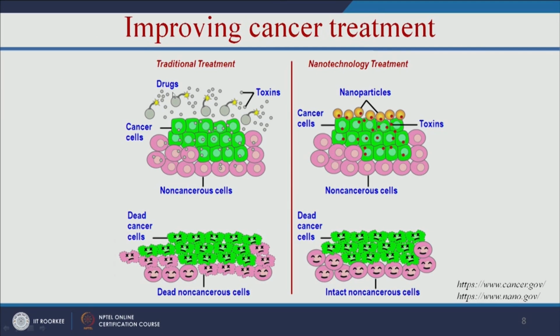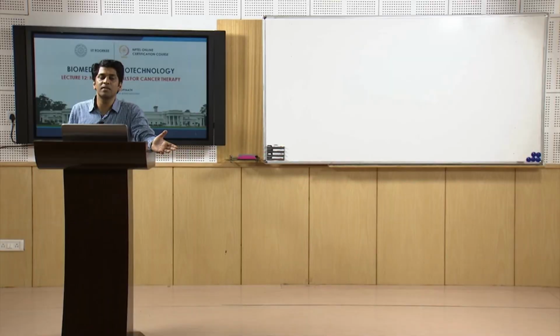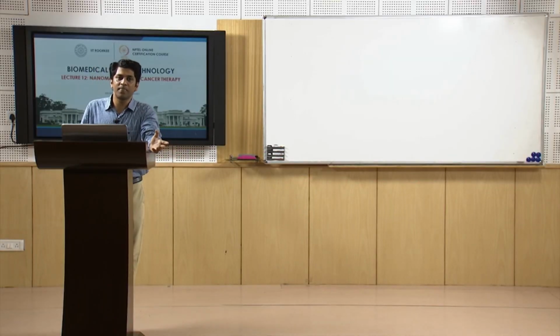So let us see how nanotechnology is improving cancer treatment. This is a traditional treatment and this is a nanotechnology treatment. In the traditional treatment you can see here the drugs look like a bomb. It will go and blast all your cancer cells as well as the healthy cells. Both the cancer cells and the healthy cells get the drugs and both will die. That is the major drawback of traditional cancer therapy. It will kill the healthy cells as well as the cancer cells.